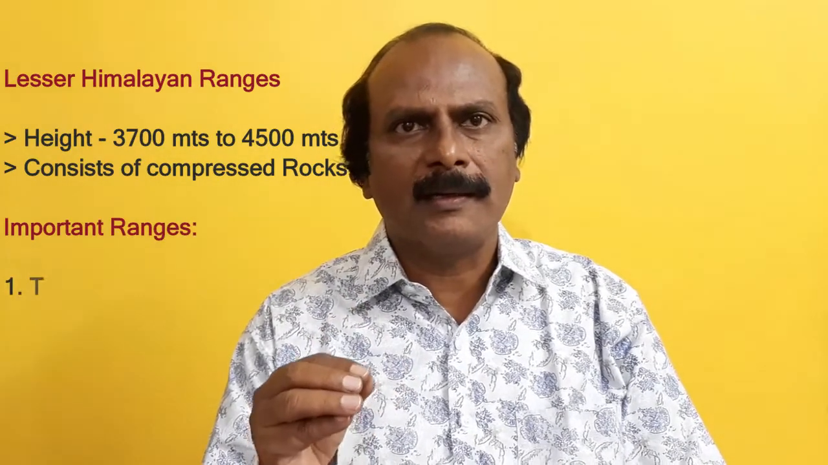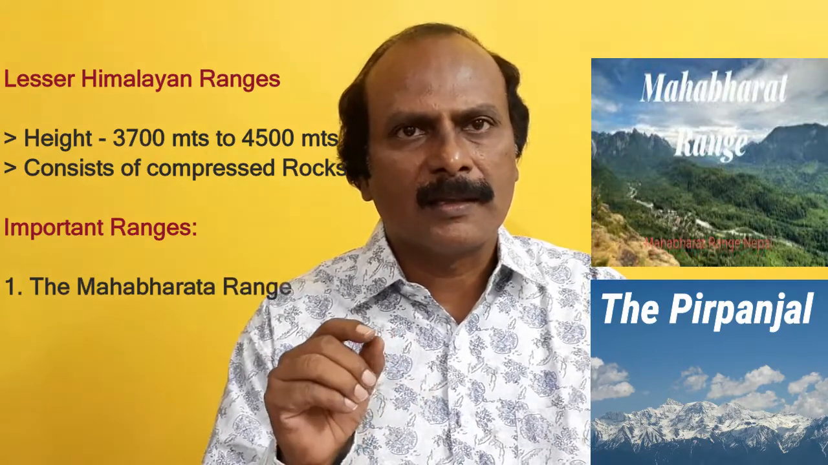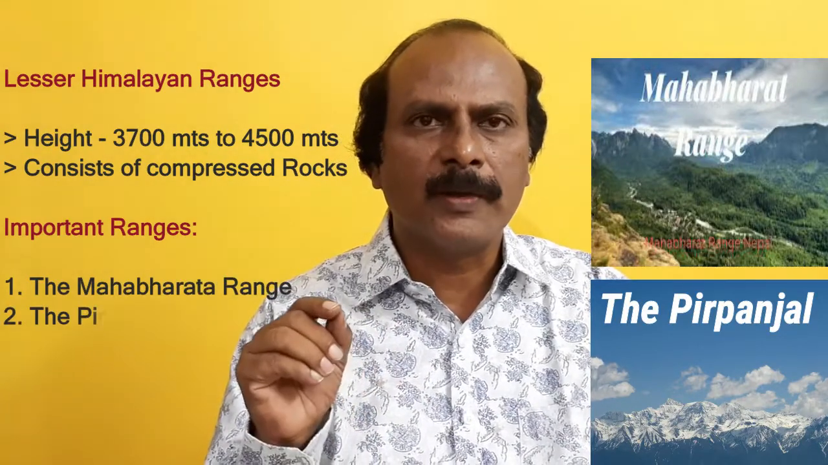Now we move to the Lesser Himalayan ranges. The Lesser Himalayan ranges start from 3,700 meters to 4,500 meters. These Lesser Himalayan regions are mostly compressed rocks. Rugged rocks can be found. And most important regions in these ranges are the Mahabharat and also Pir Panjal.